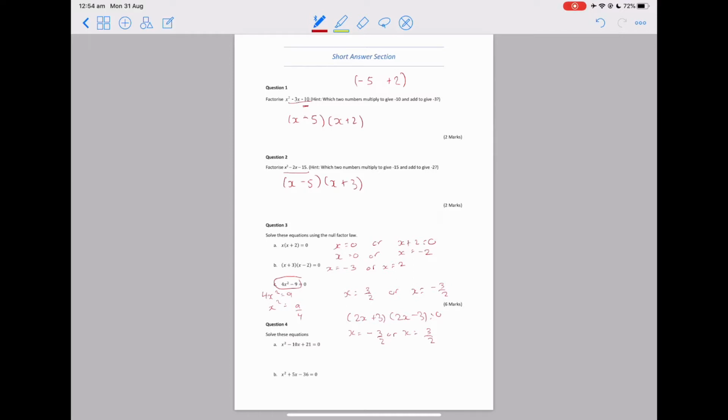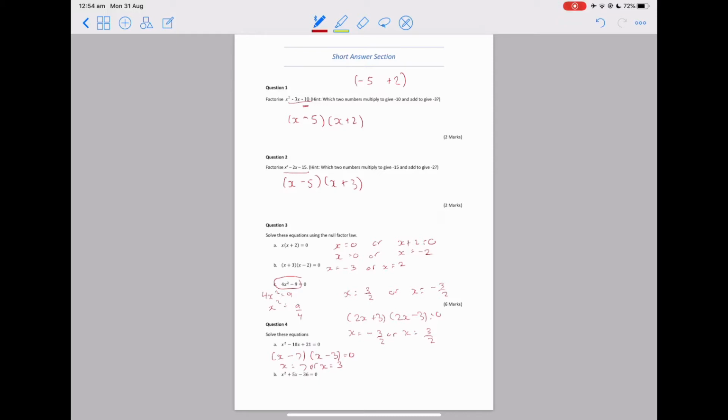For question 4, we'll use the product sum method to factorize, and then we'll use the null factor law. So two numbers multiply to give you +21 but add to -10, which is -7 and -3. So it'll be (x - 7)(x - 3) equal to 0. Therefore, x is equal to +7 or x is equal to +3. And make sure you include the word 'or' in there.